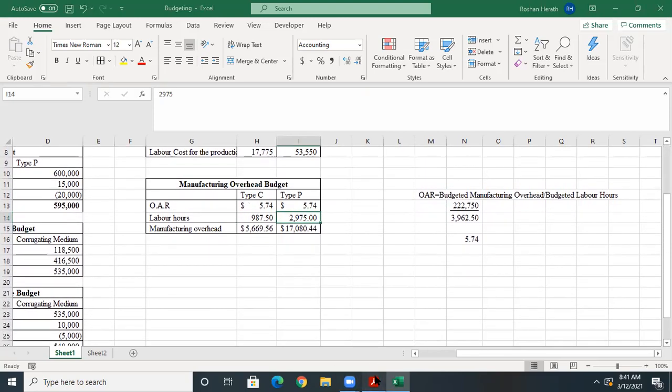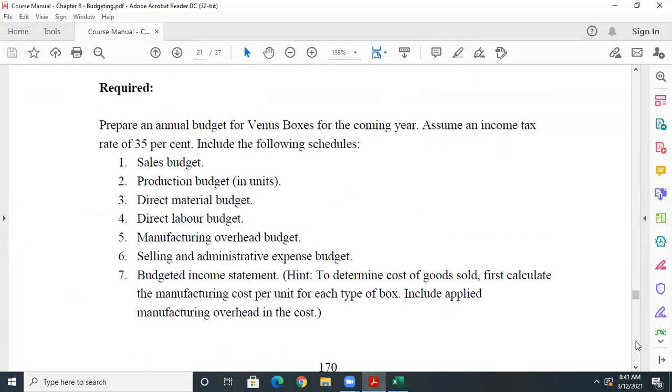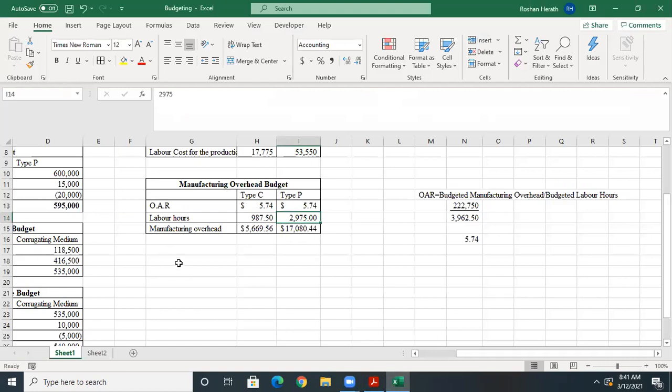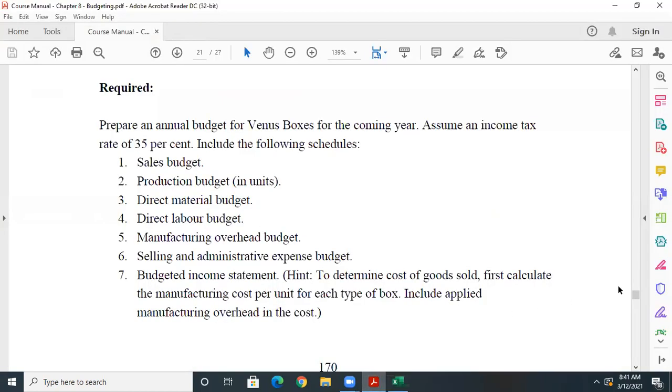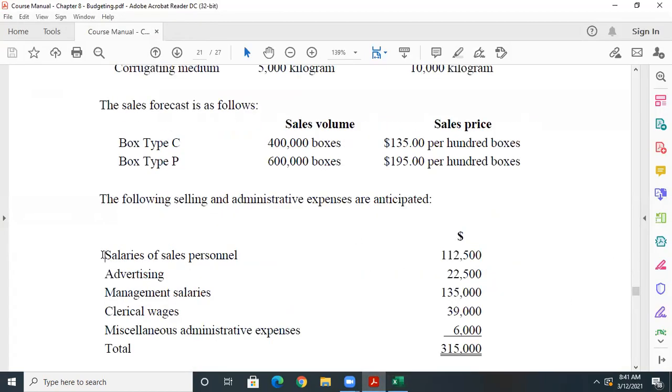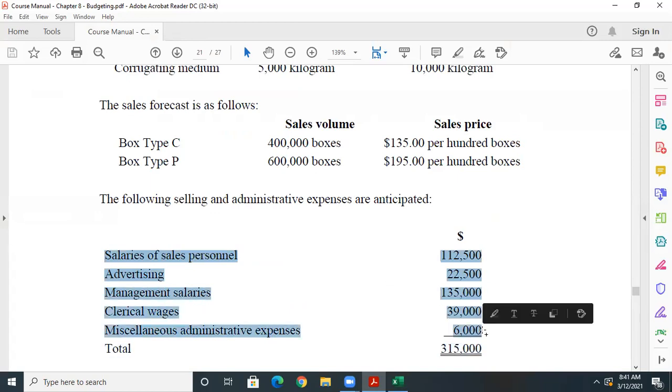Now we have taken the manufacturing overhead budget. I think it's non-manufacturing overhead, right? Yeah, it's the selling and administrative expenses budget. Okay. So there, in fact, you have to do nothing. You can just copy the information that is out there and you can just paste it.